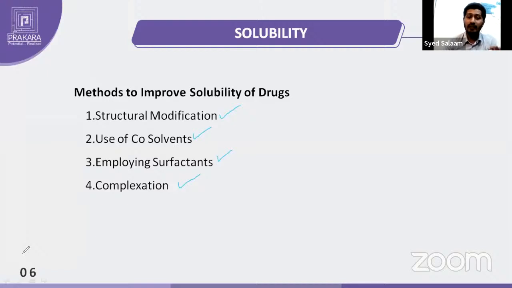So if the drug solubility is very less, even though it is highly strong, very potent, then it is not soluble, and it won't be showing the proper action.